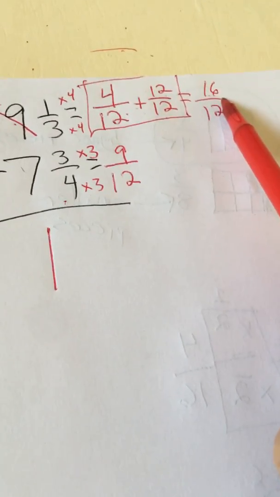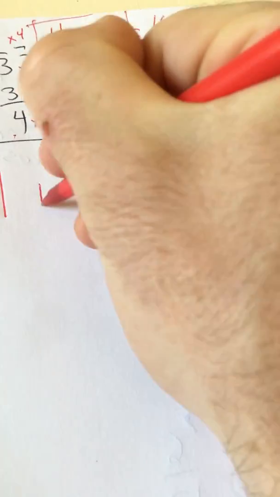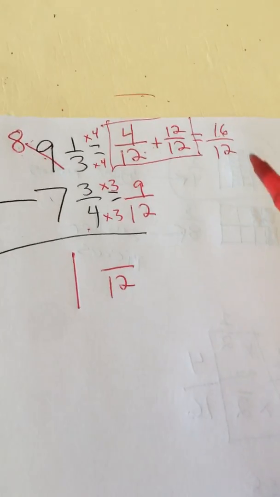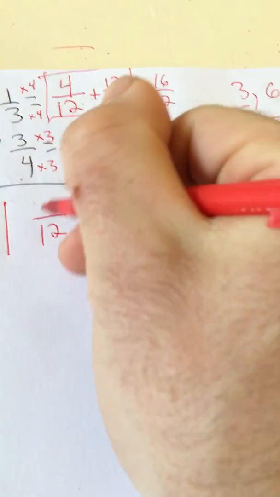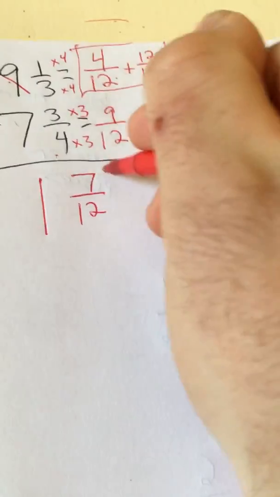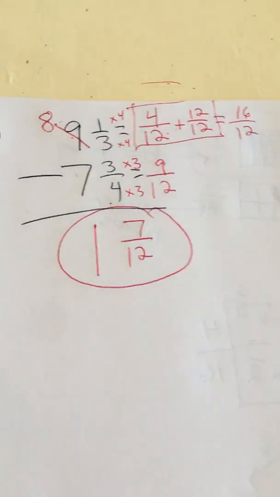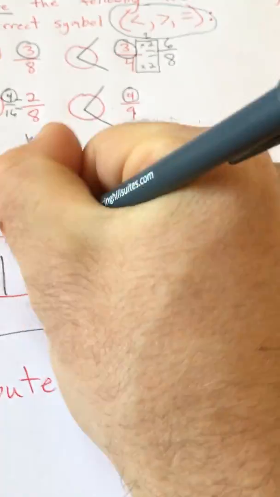Now we can subtract. 8 minus 7 is 1. Then we have 16 12ths minus 9 12ths. Since the denominators are the same, we keep it the same, and you do 16 minus 9 is 7. So the answer here is 1 and 7 12ths. So that is our answer, 1 and 7 12ths.